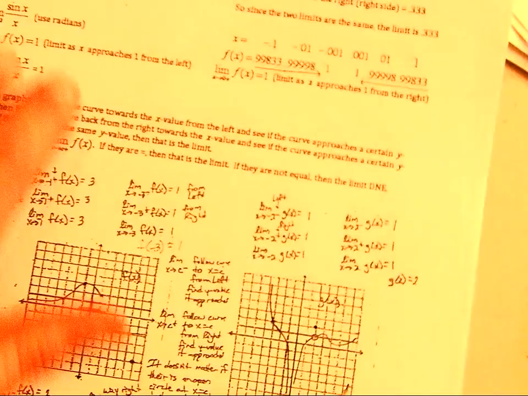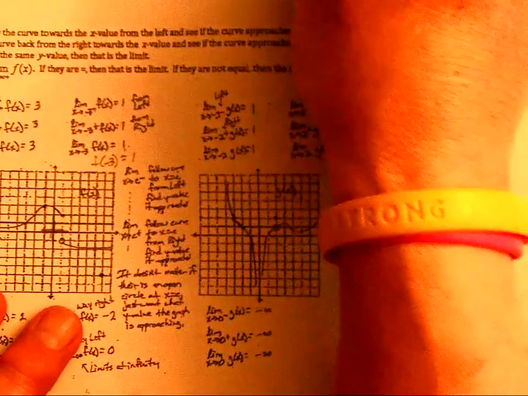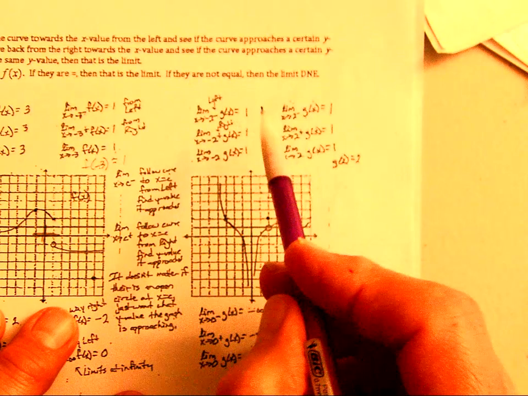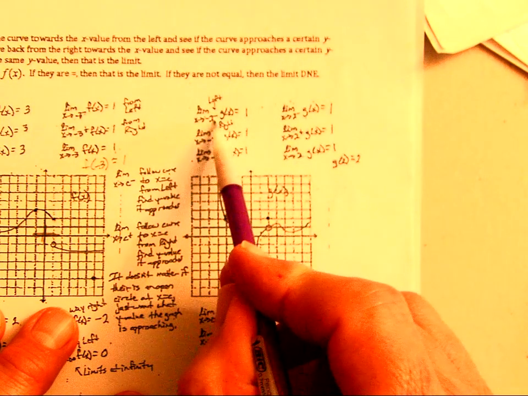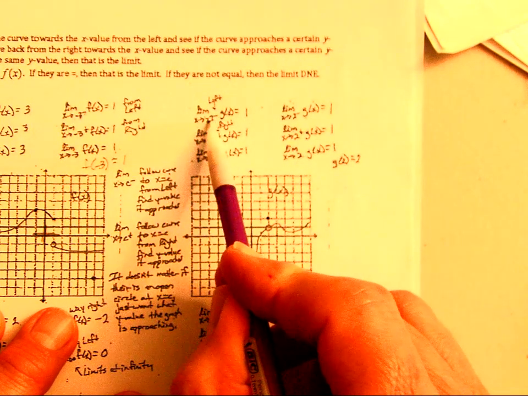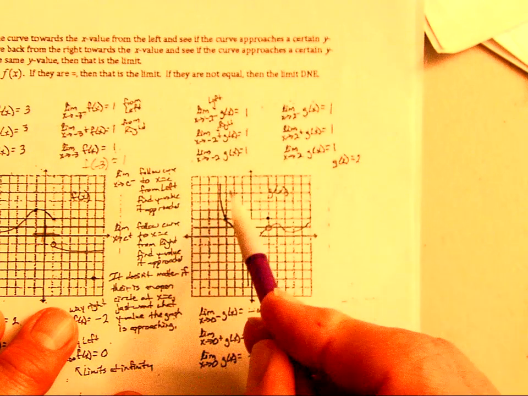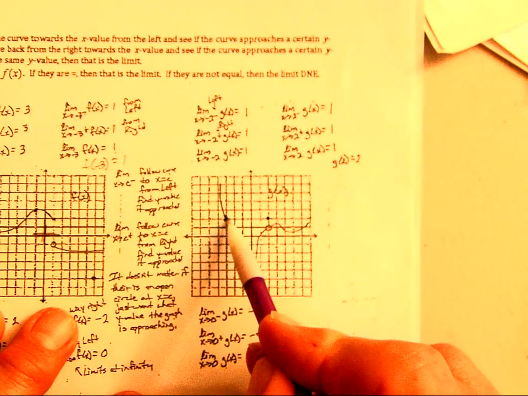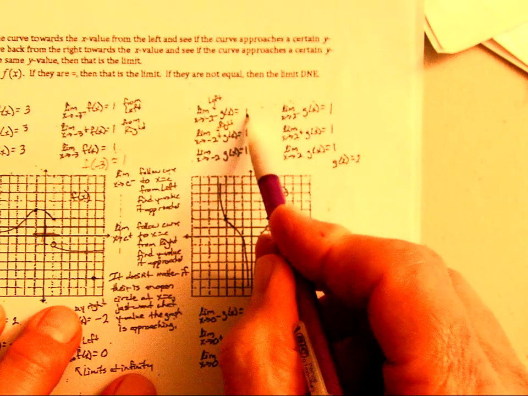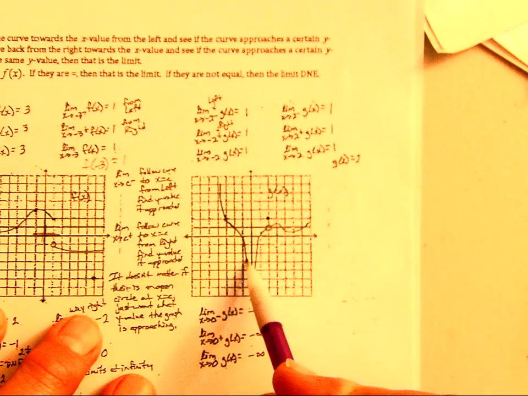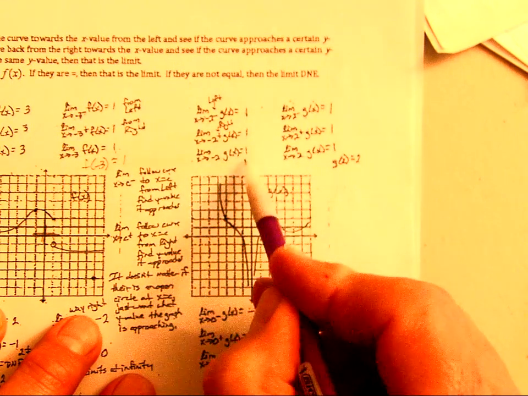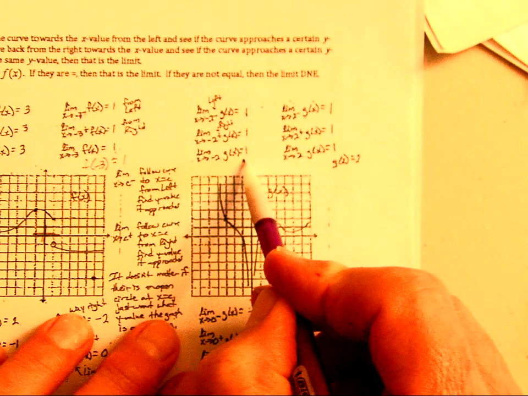If we look at this next graph, similar thing. Here, the limit as x approaches -2 from the left. So here x approaches -2 from the left. So here's -2 right here. As we approach from the left, our y values get closer and closer to 1. So that's our limit from the left. As we approach from the right, our y values also get closer and closer to 1. So our limit is 1.